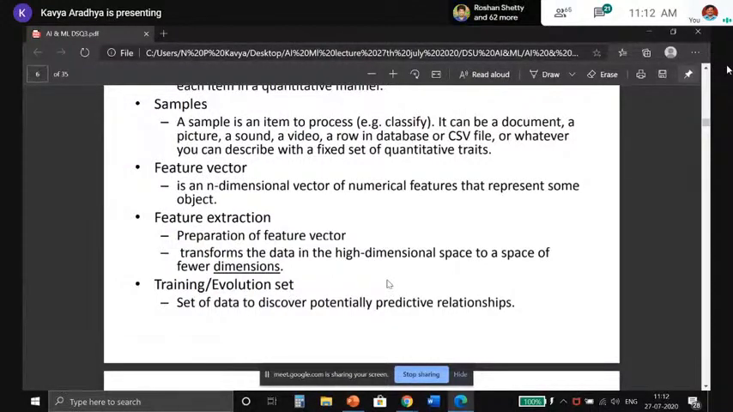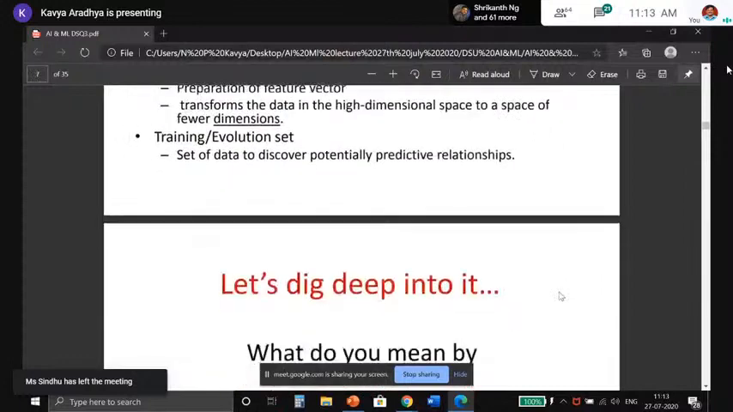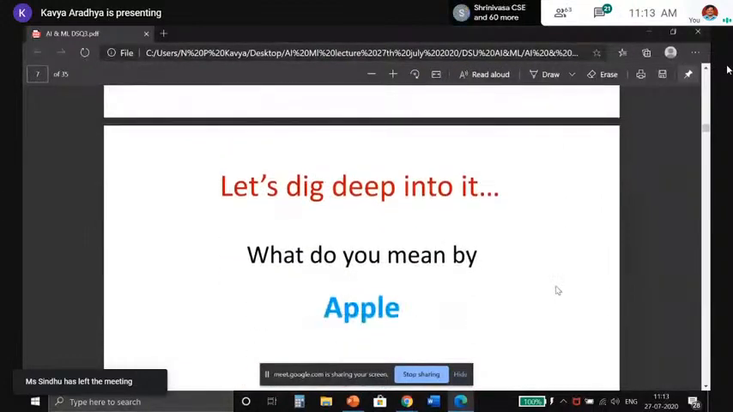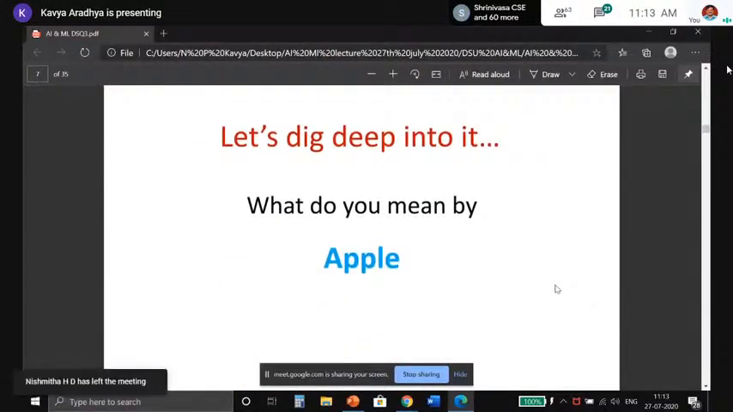Now why do you call it an evolution set? We call it an evolution set because new data will get added to the existing data for further analysis. Okay, so to get deeper, look at this, it is very interesting.